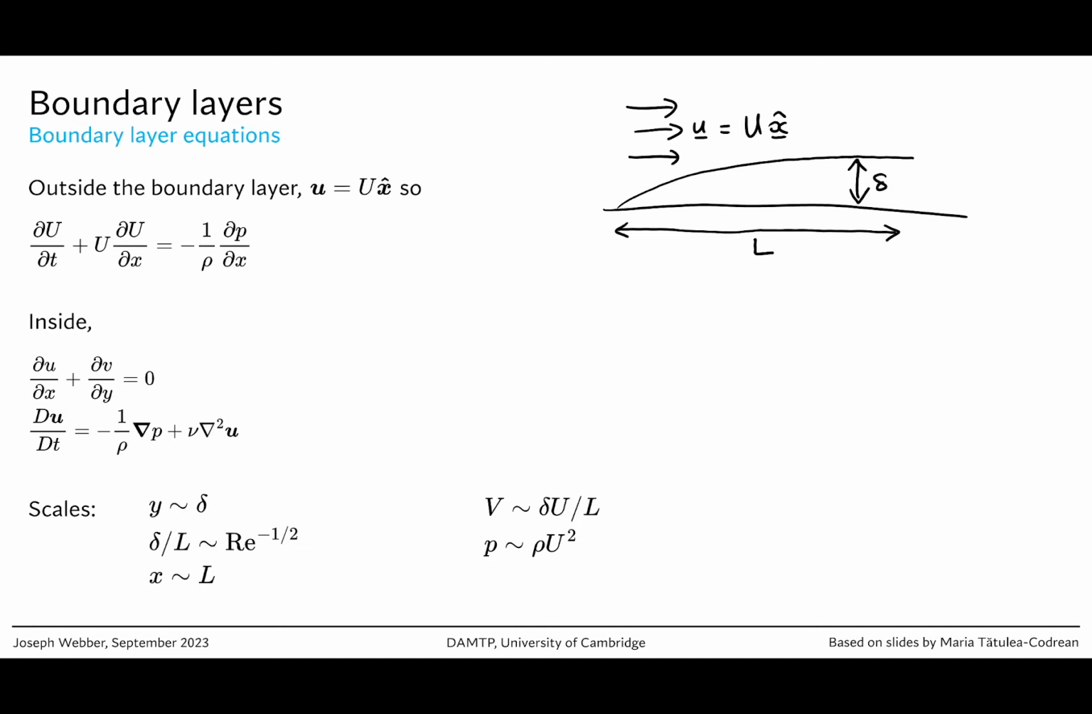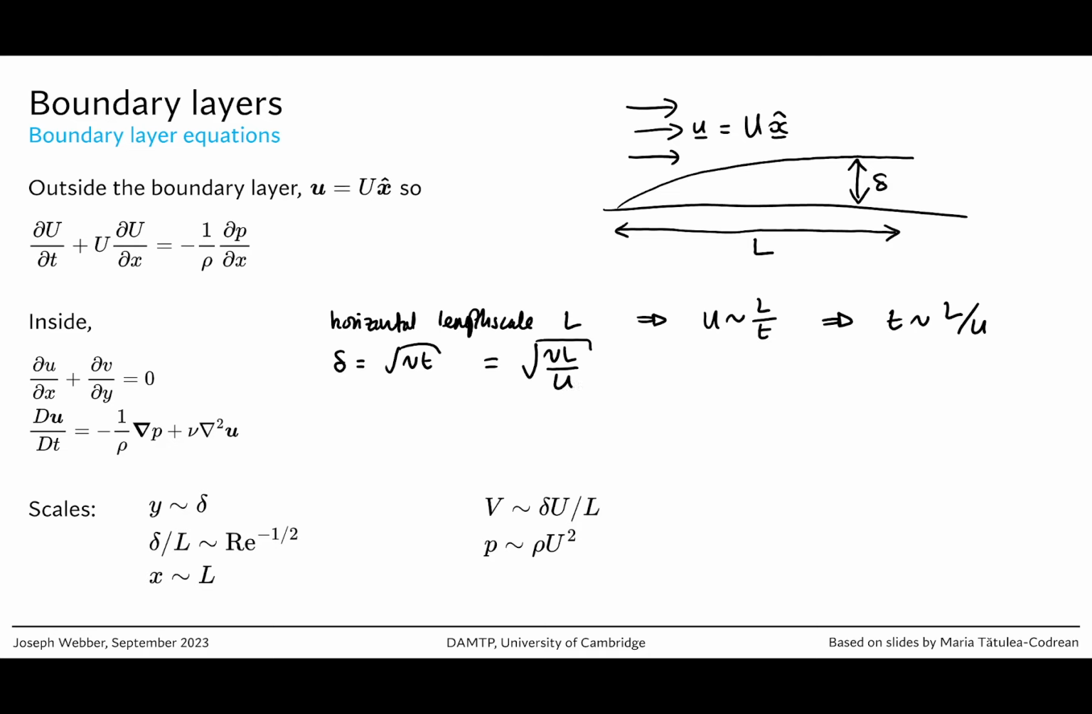So let's first do some scalings. The horizontal length scale is L. And also, the dominant flow outside is purely horizontal, so we can get a time scale, because U scales like this horizontal length scale divided by time, which implies that time scales like the length scale divided by U. And so we can go back to our delta equal to the square root of nu t, and find that this is actually equal to the square root of nu L over U. And now let the vertical length scale Y scale like this delta.